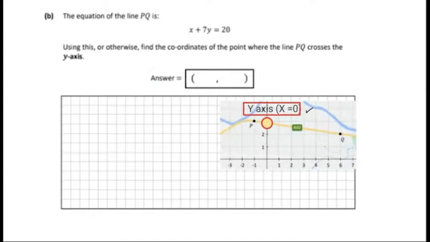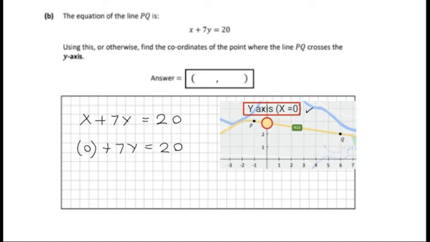So let's look at the diagram, and there's a specific condition highlighted where it crosses over the y-axis, x is equal to 0 down here. So it makes sense. So all we have to do now is apply that to the algebra. So we'll write our equation again. x plus 7y is equal to 20. Substitute in now the condition for the y-axis, and we will get 7y is equal to 20.